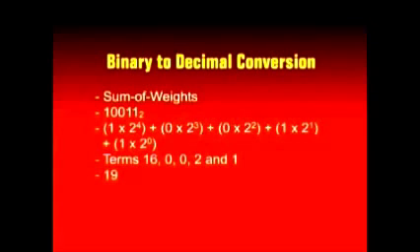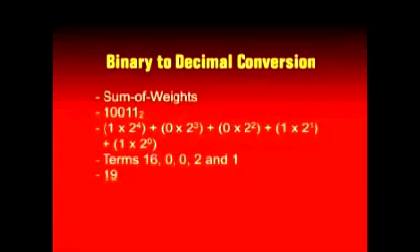The next digit is of course 0. Its weight is 2 raised to power 3. The next digit is again 0. The weight is of course 2 raised to power 2. The last 2 binary bits are both 1s. Their respective weights are 2 raised to power 1 and 2 raised to power 0.